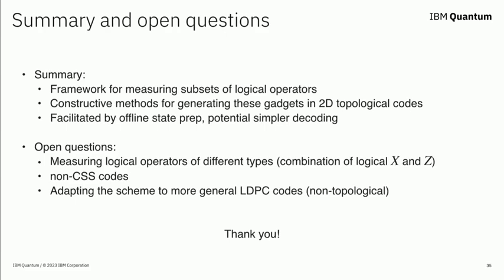Okay, so I think I just went over summarizing what this was about, but in terms of open questions, as I mentioned, it would be great if this technique could be generalized to measure combinations of logical X and Z. This is probably related to whether it could be generalized to non-CSS codes in general. And then we gave some examples related to where this could be applicable to 2D topological codes. But how do we adapt this scheme to more general LDPC codes that are non-topological? This is an interesting open area of research, and you probably have to know something about the underlying structure of these codes, but it would be nice to know if these techniques could be generalized.